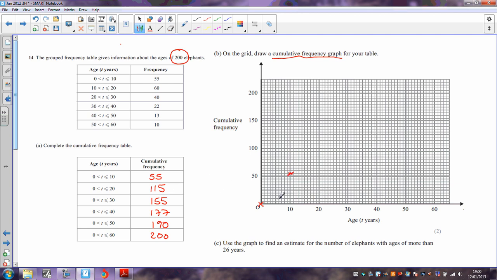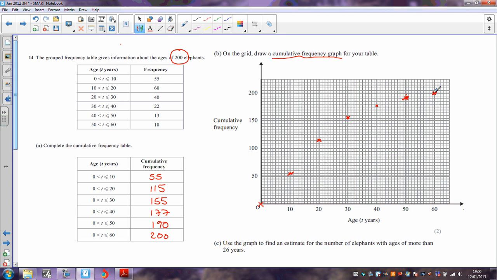115 elephants are less than 20 years old, so I'm going to put that. So there's 100. Each square here is worth 5 units, so 115 is there. 155 elephants are less than 30 years old, so there's 155, which is just there. 177 elephants are less than 40 years old, so 150, 160, 177 is about there. 190 elephants are less than 50 years old, so that's going to be there, 2 squares below 200, and then 200 elephants are less than 60 years old.